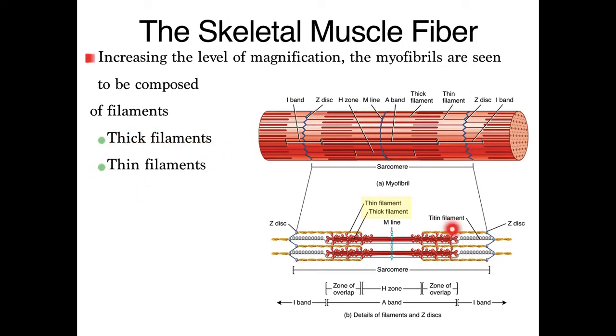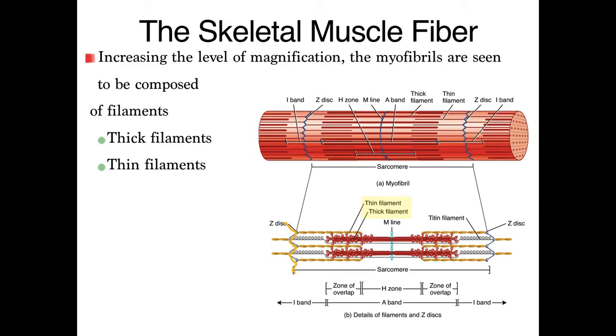So if you look down here, this is an arrangement of thick and thin filaments. And this is the way that the myofibril is arranged. So there's a few important things here. First, you have the Z-disc. The Z-disc is a line of proteins. On a microscope, it looks like a ziggy-zaggy line. So that's why it's called the Z-disc.